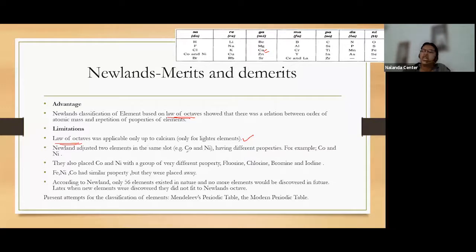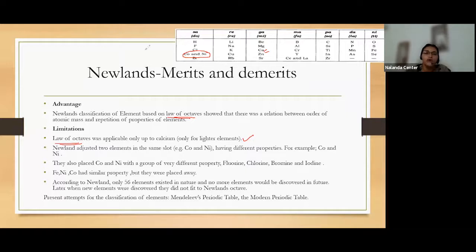And moreover, he did a very bad thing. What was that? He put cobalt and nickel together. One slot was given to two elements, which is a very big injustice. There was reservation for these two people, and in one particular seat they had to share. That was very, very bad. Newland adjusted two elements in the same slot, cobalt and nickel. And the worst thing is that they had entirely different properties.